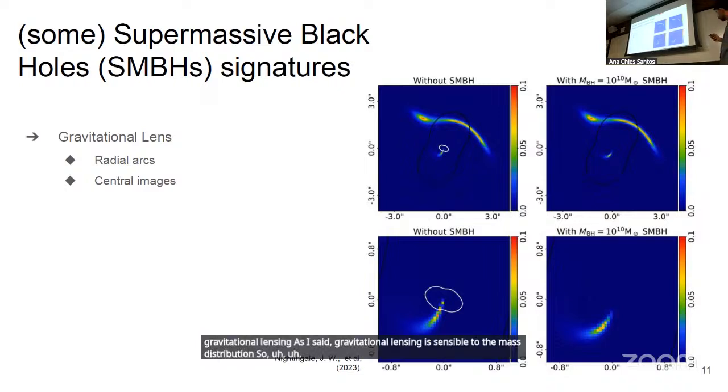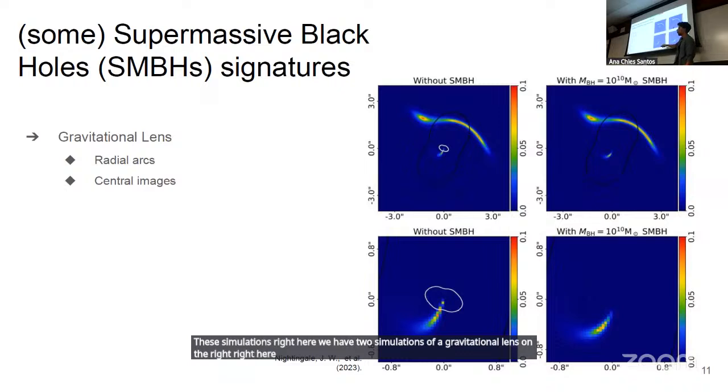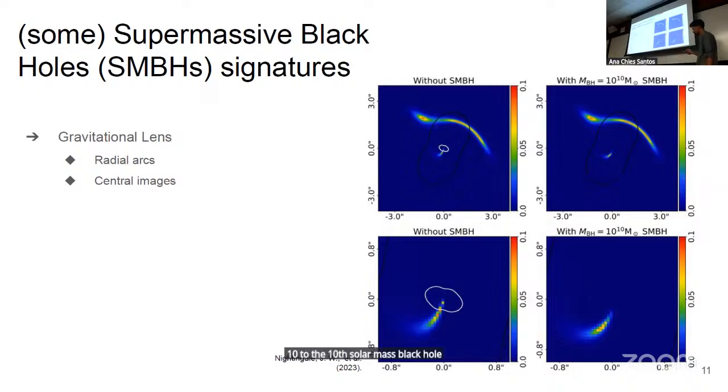In these simulations right here, we have two simulations of a gravitational lens. On the right is a simulation without the black hole, and on the left, we have a simulation with the black hole, a 10 to the 10 solar mass black hole in the center of the galaxy. And as you can see, this is a zoom in on the radial arc, just right here in the center of the galaxy. Because of the presence of the black hole, this radial arc changed its shape and also changed the flux. And we're not seeing this extra flux anymore right here. And this is the effect of the gravitational potential of the black hole near the center of the galaxy.